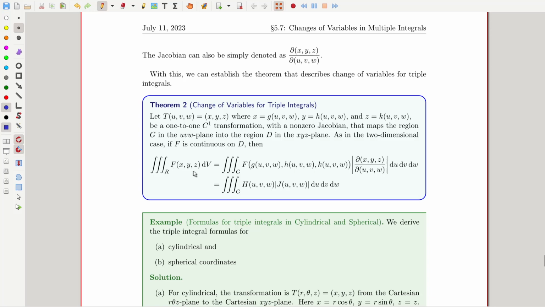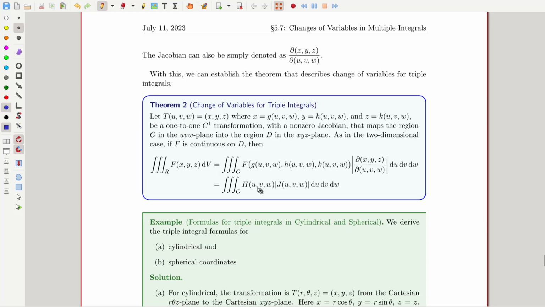What you do is, under this transformation, you end up having ways of expressing x, y, and z as functions of u, v, and w, which you then just insert in. This is exactly the same as what happened in the 2-dimensional case. And then you have the determinant of the Jacobian, right? But this time we have the 3-dimensional Jacobian instead of the 2-dimensional one. And then, of course, G is the hopefully nicer region to integrate over in the UVW space.